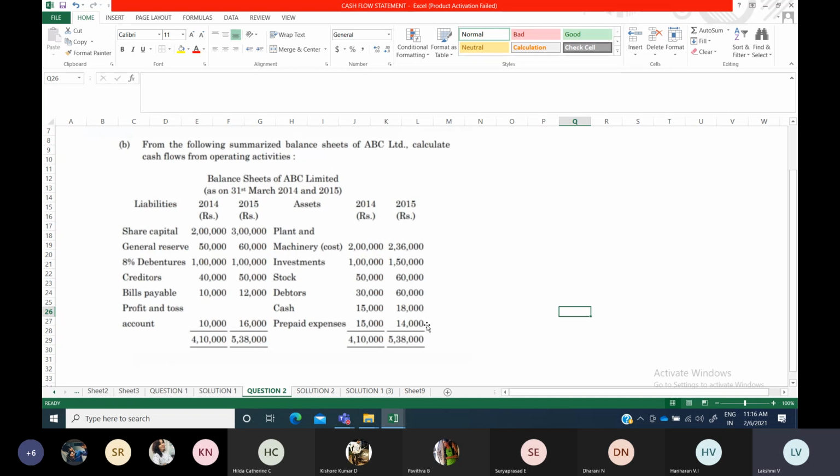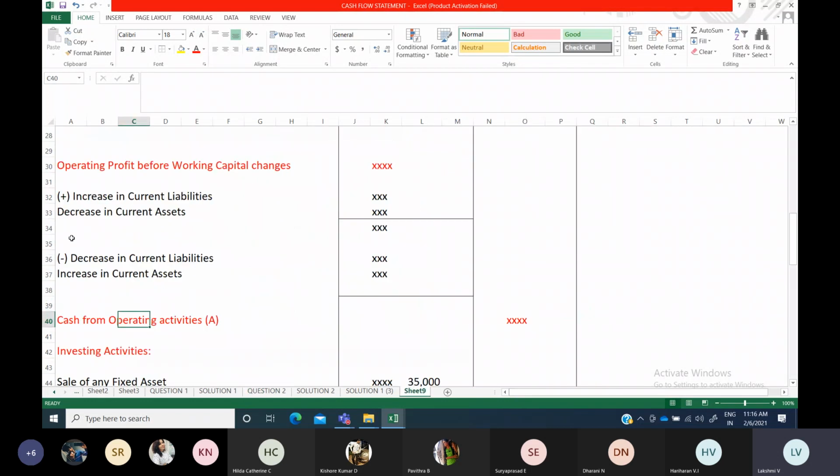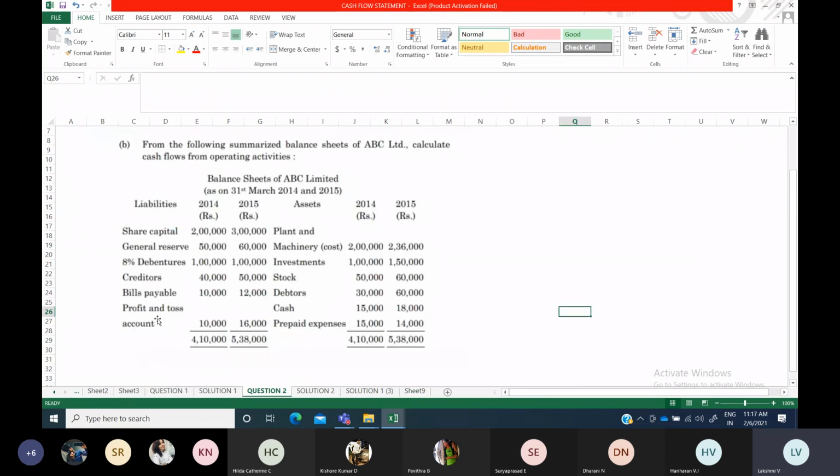So next, your prepaid expenses, it is also a current asset and it has declined from 15,000 to 14,000, a 1,000 decrease. Decrease in current asset means you have to add. So you have to show it here. Like this we have finished with the asset side. Going on to the liability side. Share capital, you have to find out issue or redemption, and share capital will come under financing activity.